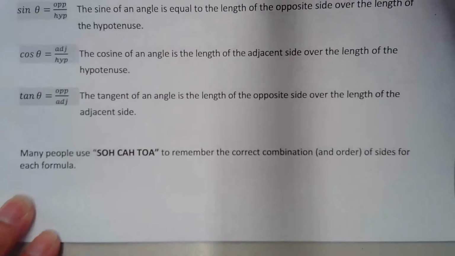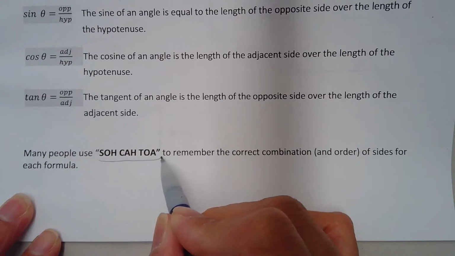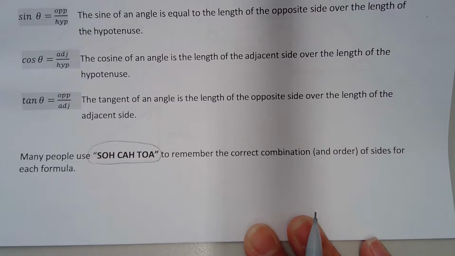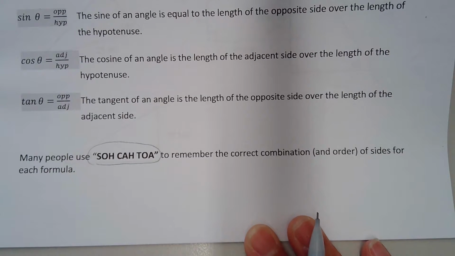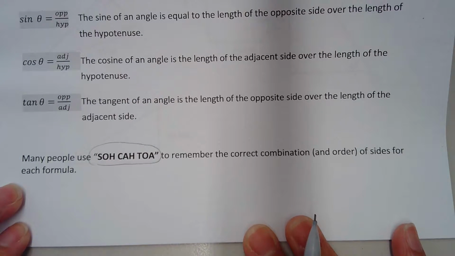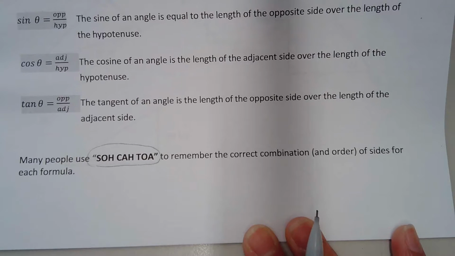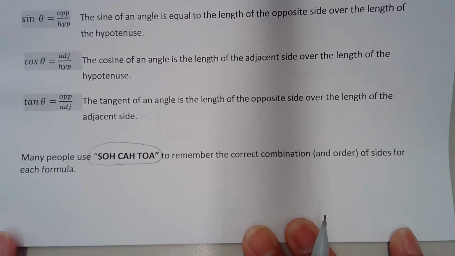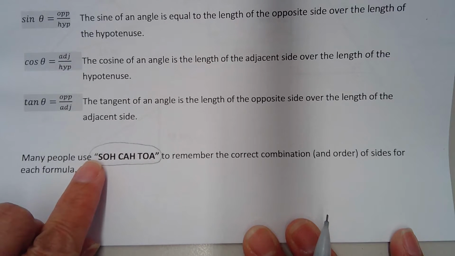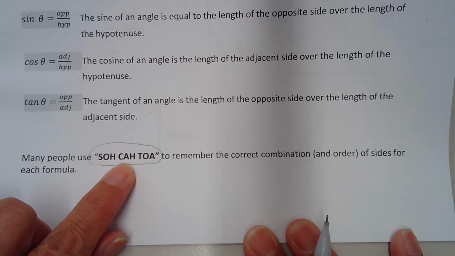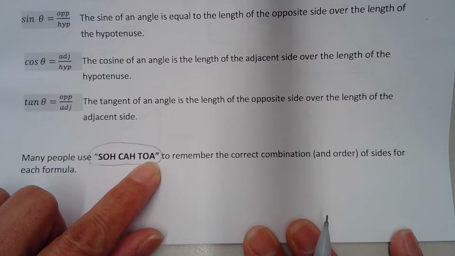I'm just going to skip that over. Oh, Ernestine. Sorry. We'll just focus on this one first so we're not getting confused about what's happening. Many people use SOHCAHTOA to remember the correct combinations. SOHCAHTOA is an acronym for sine, opposite over hypotenuse; cosine, adjacent over hypotenuse; tangent, opposite over adjacent.